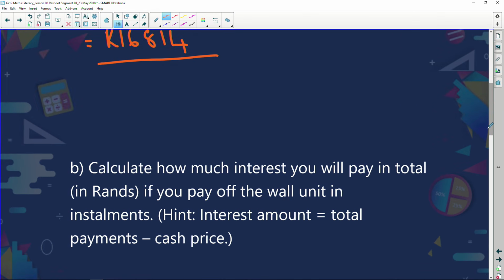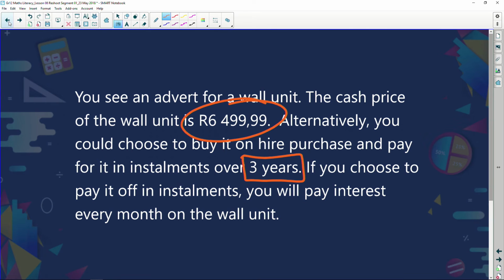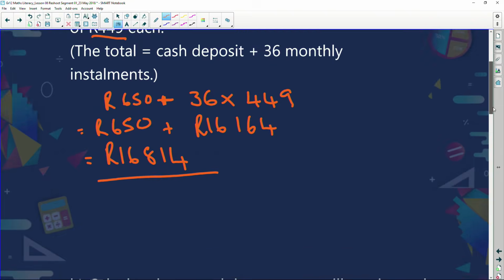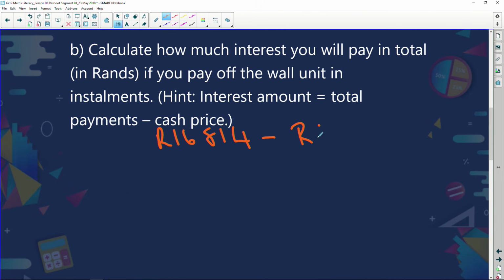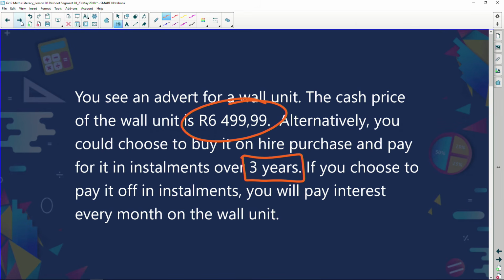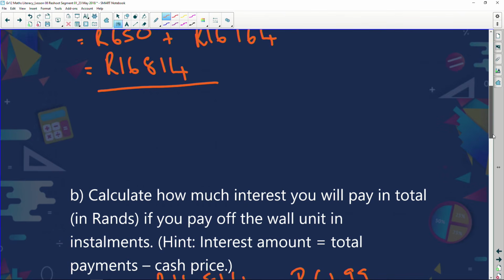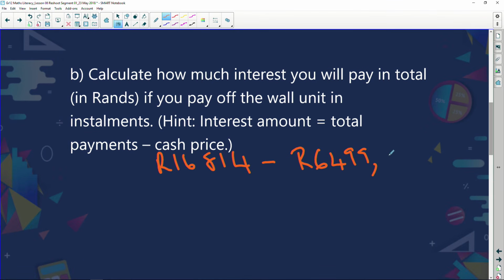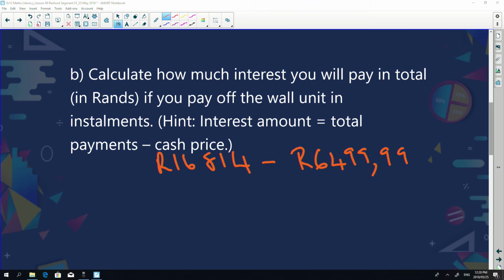So 16,814 Rand minus, remember, they said if you pay cash for it, you'll pay 6,499 Rand. So minus the 6,400 and what was it? 99 Rand, something like that. Let's just check it quickly. And 99 cents. Got to remember the 99 cents. Geez, I'm really getting old. I forget all kinds of things here. Minus 99 cents.